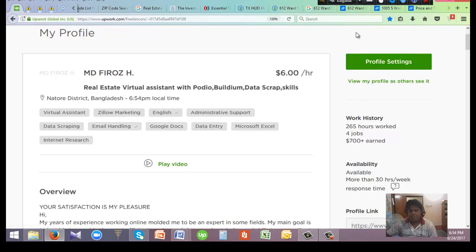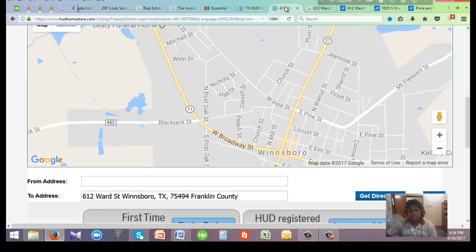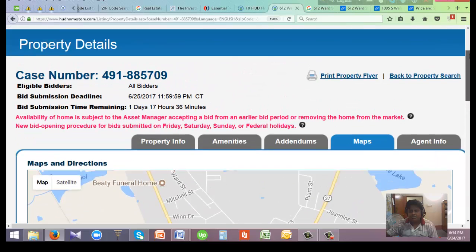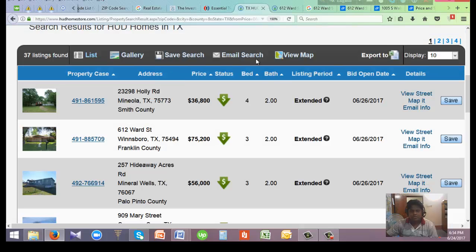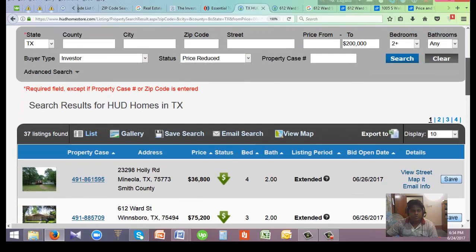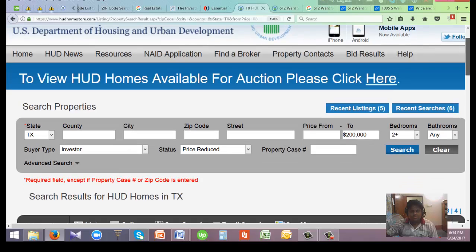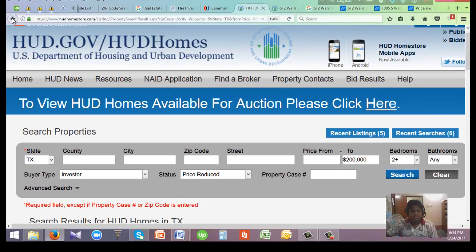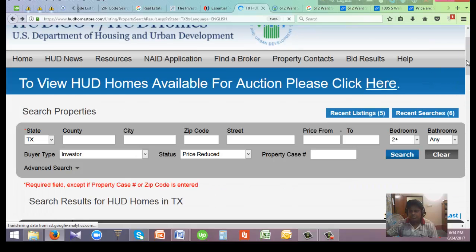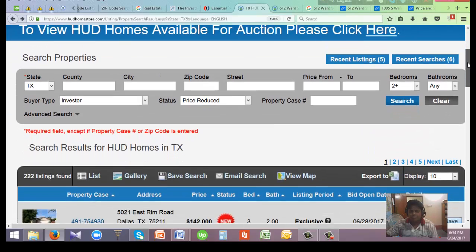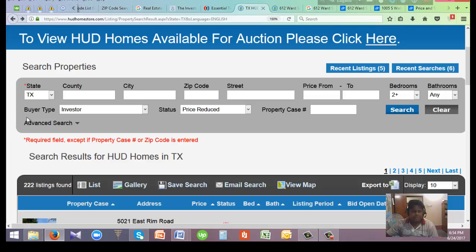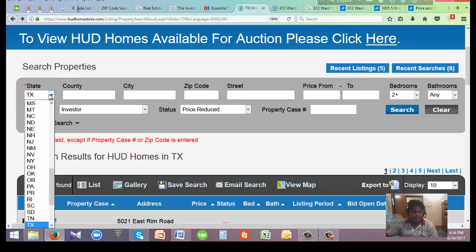Before this, we have to finalize the house which we will search. We have some studies, so we can search our subject property from hubzu.com, and I'm trying to show how we can get a property from there. And here is where we select the state.